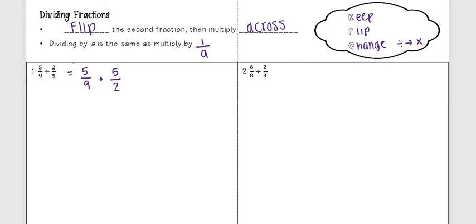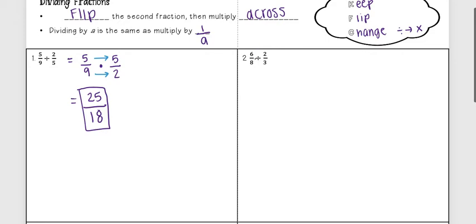And then from there, I'm going to do just like we did in that last video. So I'm going to multiply across. So 5 times 5, I get 25. 9 times 2, I get 18. And I look, that can't be reduced. So I'm done.